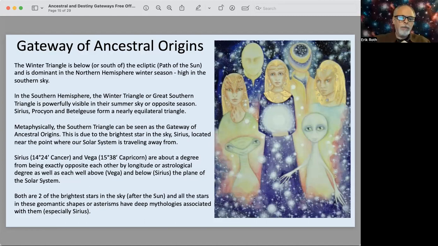Often these asterisms are either within a constellation, or there are different constellations that create an asterism, as we'll be looking at as we go deeper into all of this. For example, the Big Dipper is an asterism contained within a larger constellation called Ursa Major, or the Great Bear. Yeah, beautiful example.